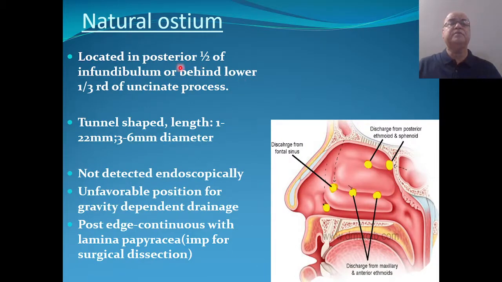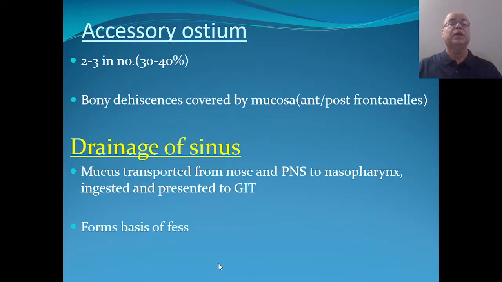The natural ostium is located in the posterior half of the hiatus semilunaris, present in the infundibulum, and it is tunnel shaped, not usually detected endoscopically. It is in an unfavorable position for gravity-dependent drainage, because it is towards the supromedial wall of the maxillary sinus, and the posterior edge continues with the lamina papyracea, which is important for surgical dissection.